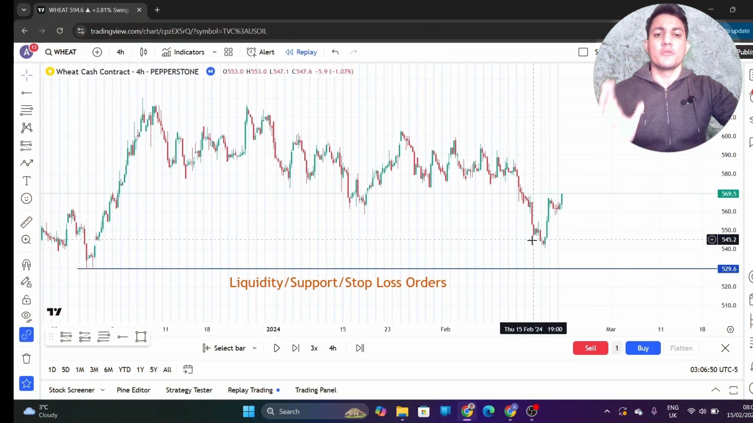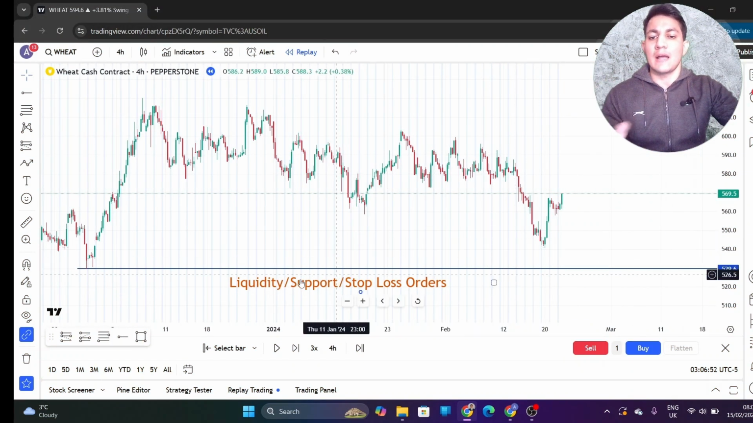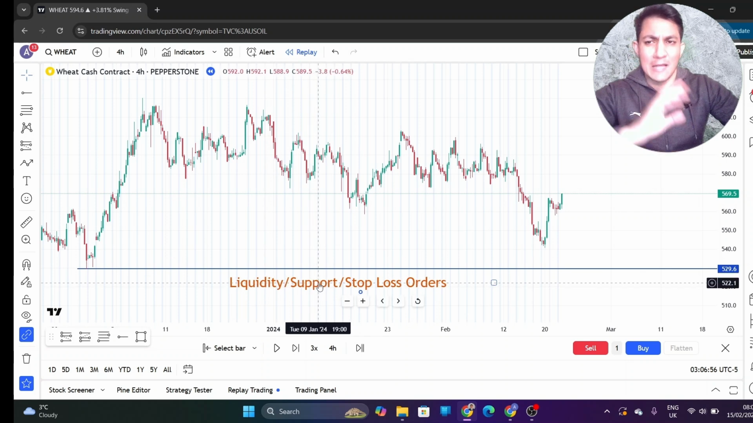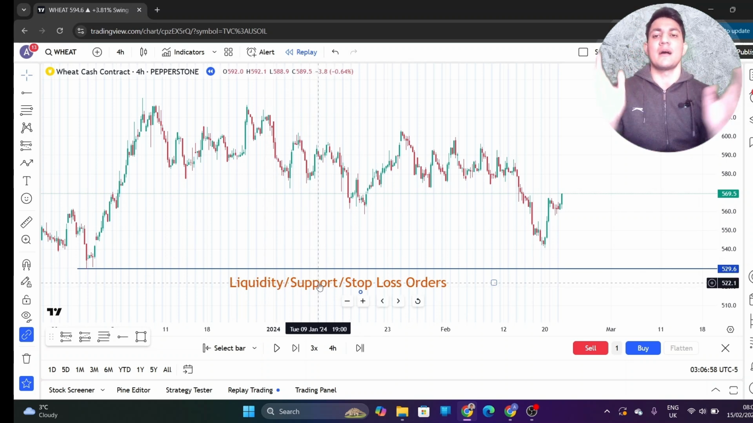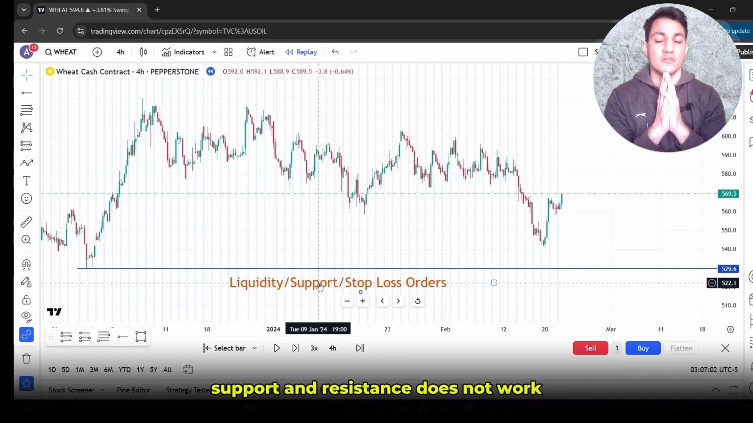Okay, so here we are on the 4-hour chart, and as always, we mark out our liquidity. So this is our liquidity or support, and I think last time I called it resistance, but anyway, it doesn't matter. If there's one thing you want to understand as a beginner trader, it's that support and resistance does not work, and it's a complete waste of time.